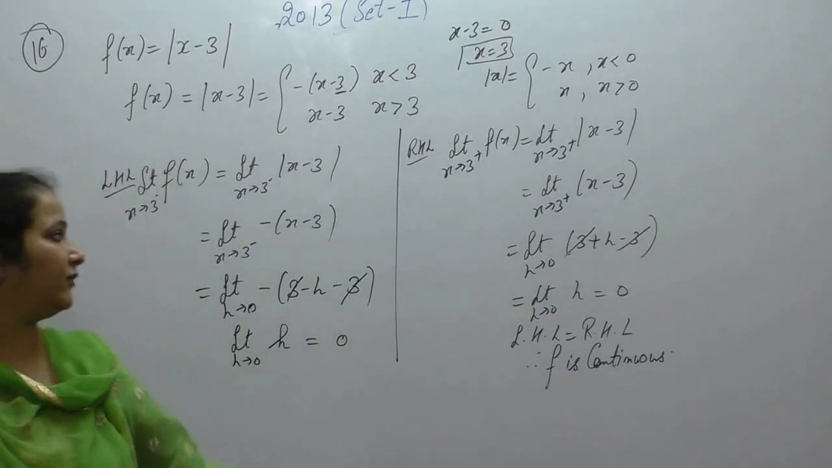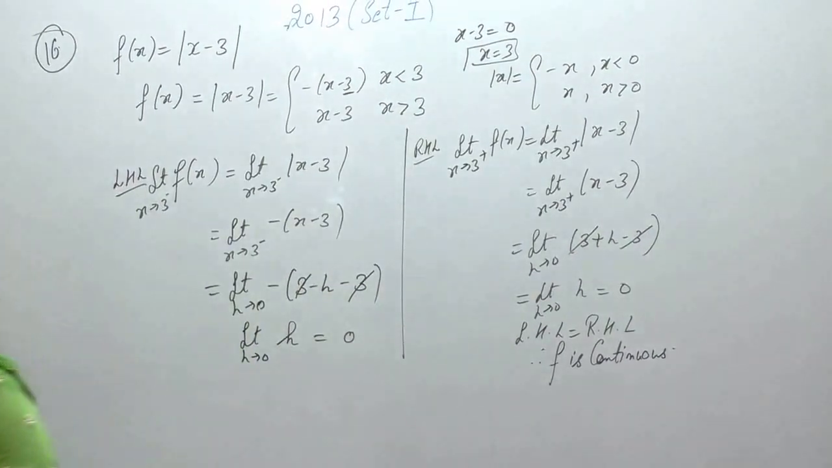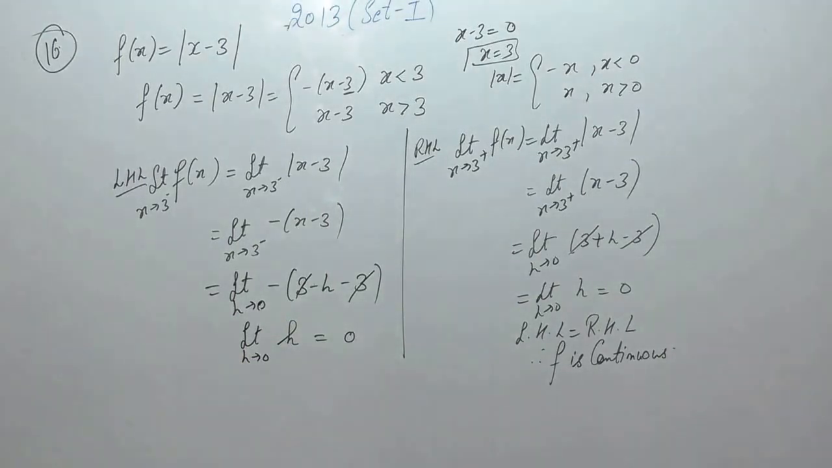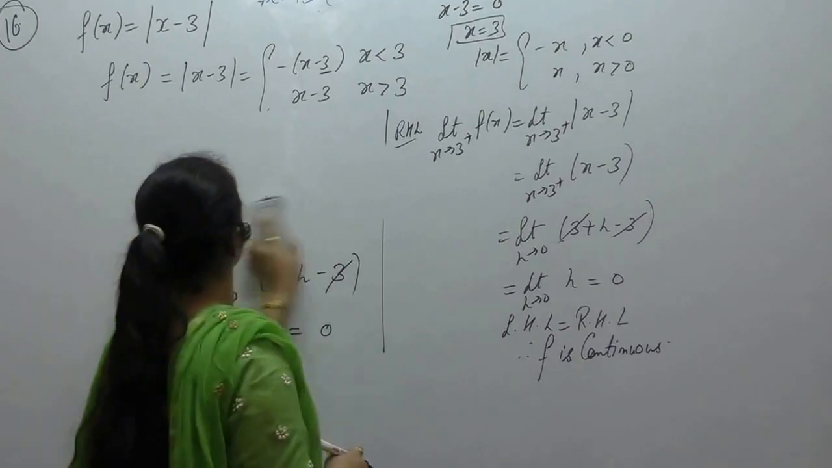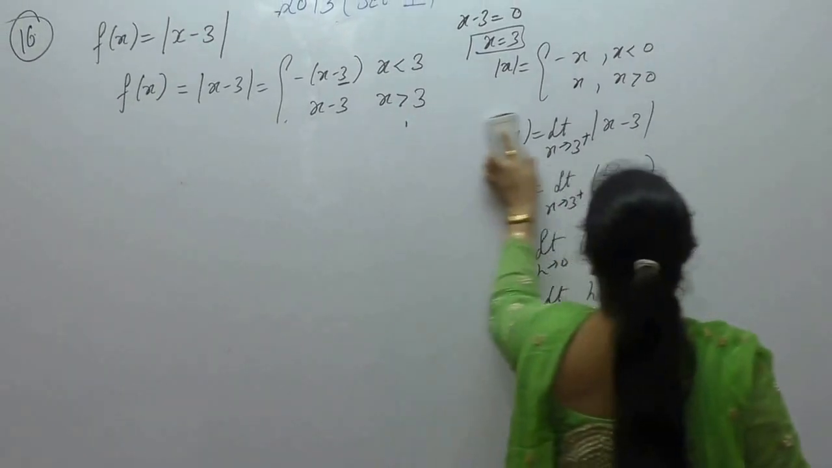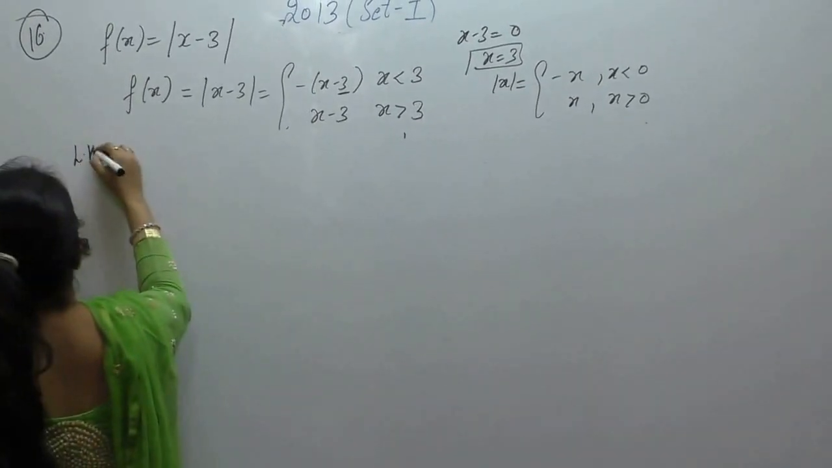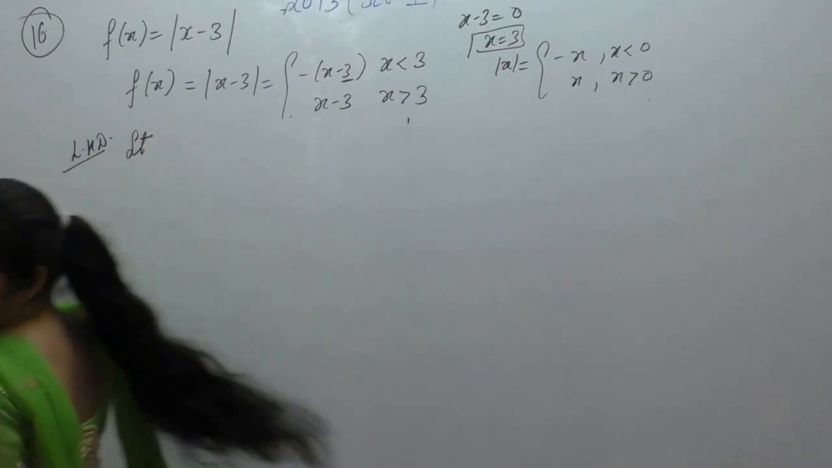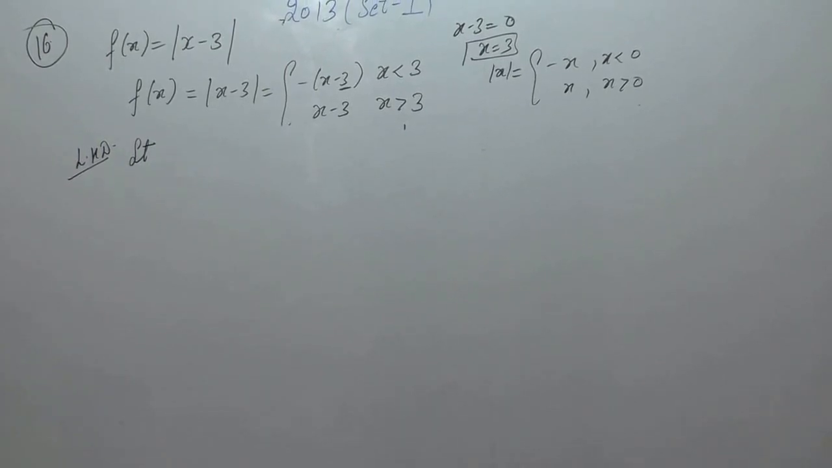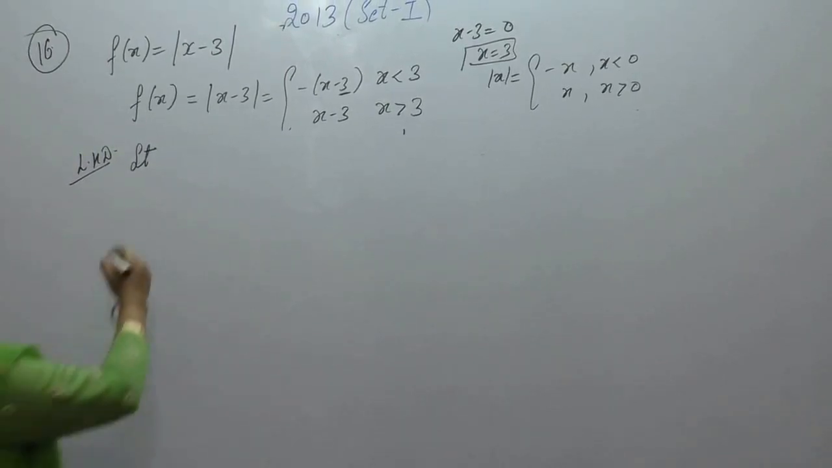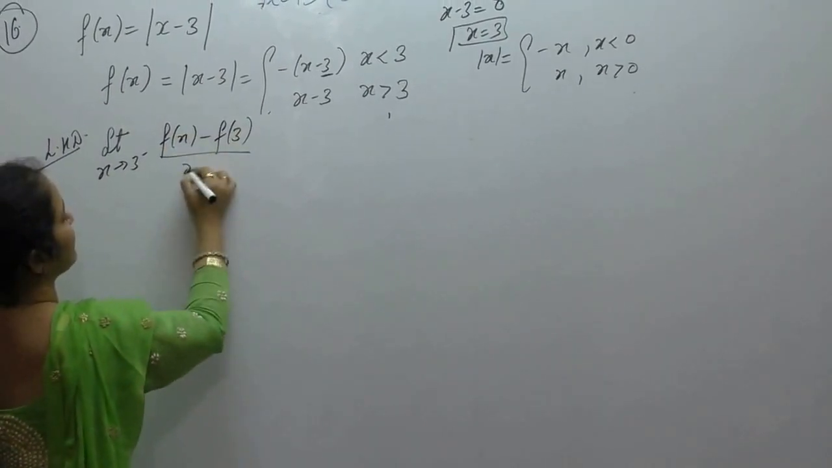Now we want to prove that function is continuous at x is equals to 3 but not differentiable. Now we want to prove it for differentiability. Now we will have to find left hand derivative and right hand derivative. Left hand derivative, limit x tends to 3 negative, f of x minus f of 3 upon x minus 3.